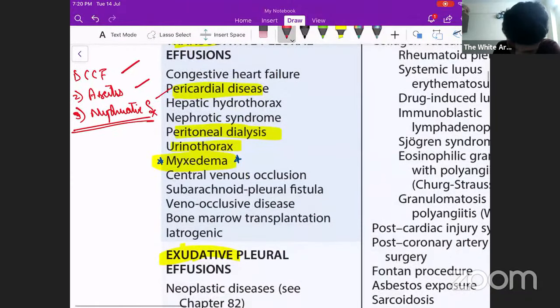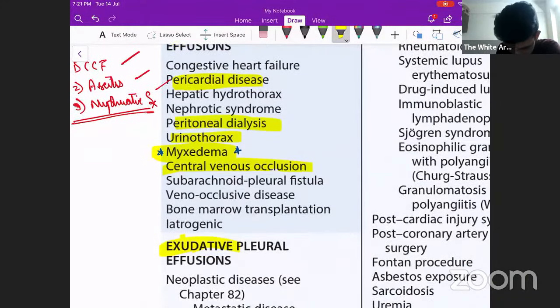Next, central venous obstruction, like superior vena cava obstruction or hemiazygous vein thrombosis, all those things can cause it. One more, subarachnoid pleural fistula, we just discussed. In this, CSF will land in the pleura secondary to trauma, or when we are doing VP shunting, or trauma to the spinal cord, all those things can cause CSF in the pleura. Next, veno-occlusive disease. They might not ask veno-occlusive disease, but they'll ask Budd-Chiari syndrome.